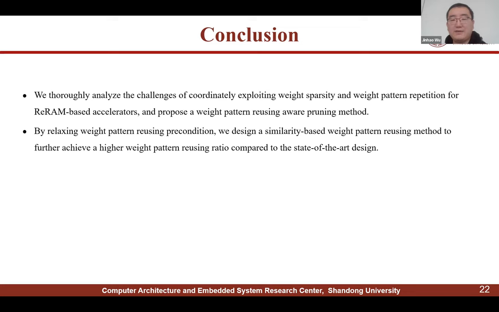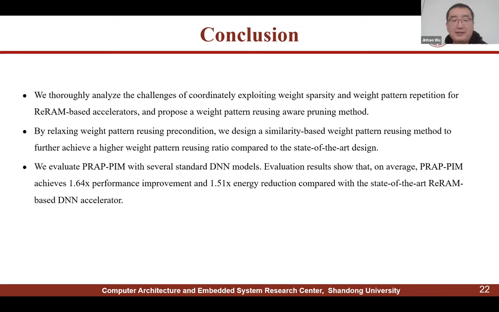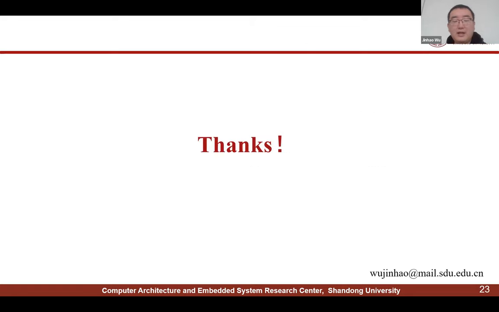We evaluate PrepPim with several standard DNN models. Evaluation results show that on average, PrepPim achieves 1.64 performance improvement and 1.51 energy reduction compared with the state-of-the-art RAM-based DNN accelerator. That's all. Thanks for your attention.